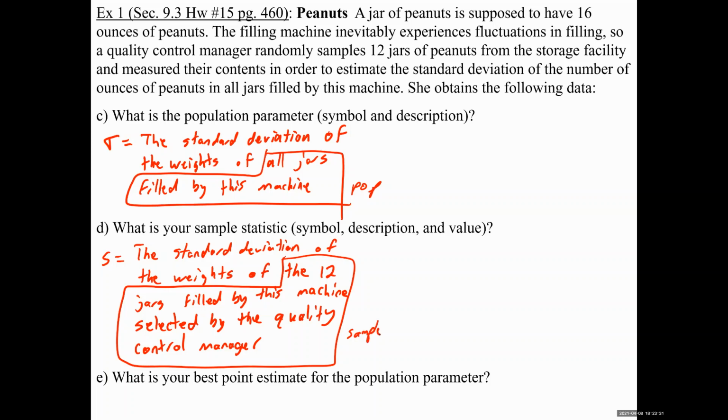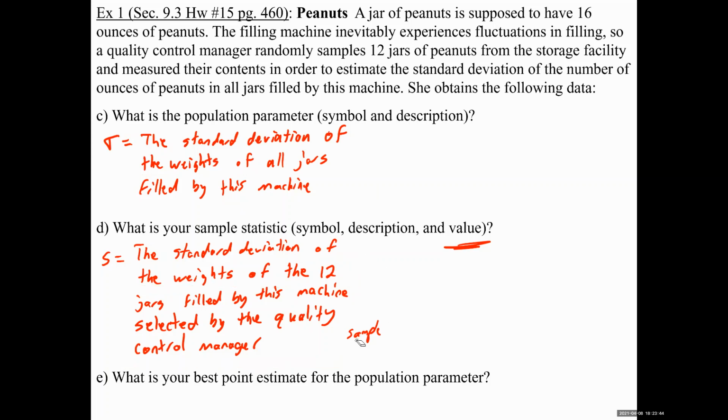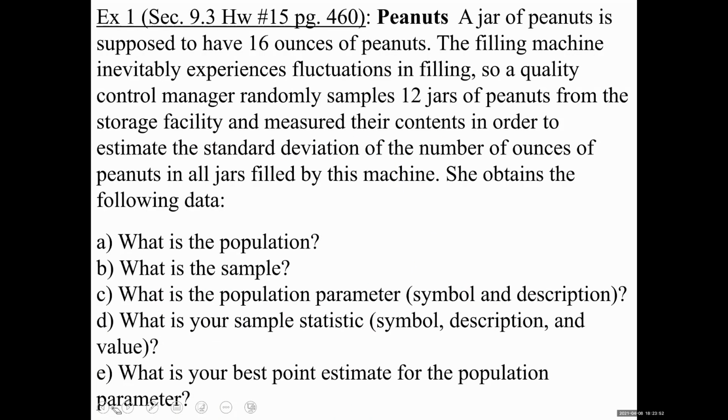Okay, so those are the symbols. That's how you write it in words. And then we have to find the value. But before I do that, any questions so far? Okay. I'm not asking you to find the value for sigma because it's an unknown number, but we can calculate S because we have the data for it. So I'm going to go back to our data and go ahead and calculate it.